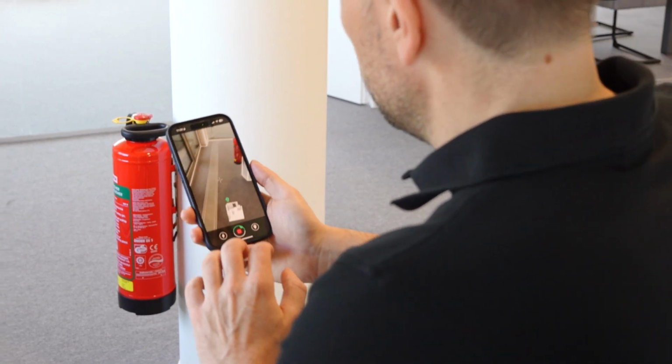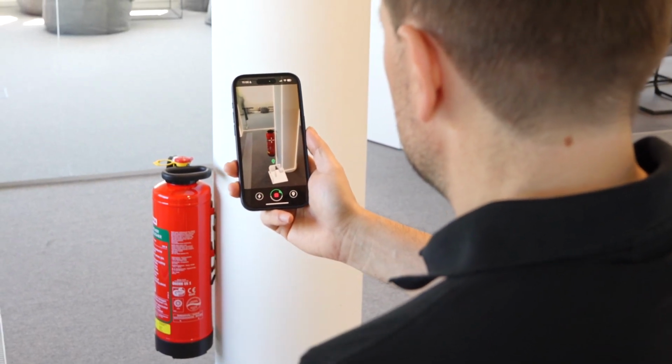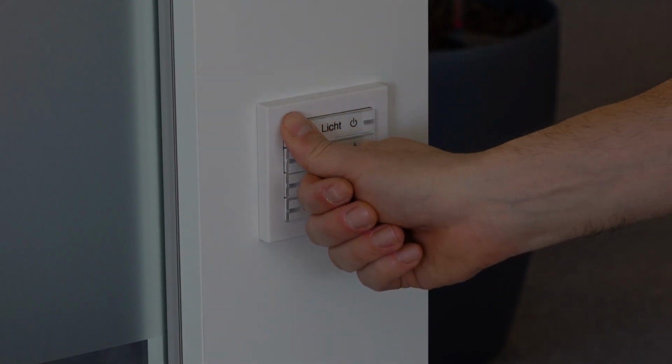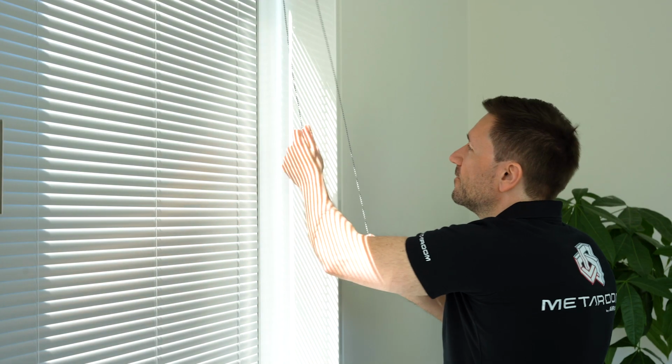If an object is not captured, attempt to scan it from various angles. Should that fail, mark it with a point of interest for later modification. The accuracy of the 3D model improves with better lighting. While scanning can proceed in low light, for optimal results, turn on as many lights as possible or open blinds to let in natural light.